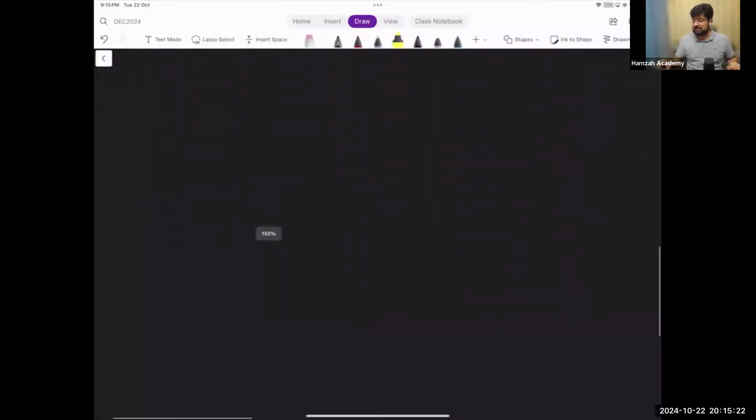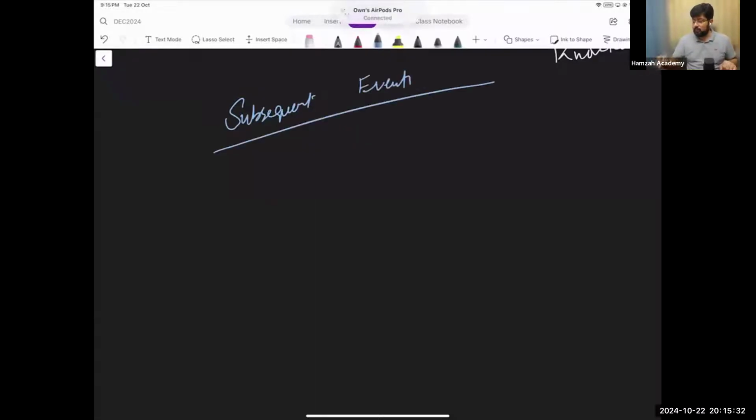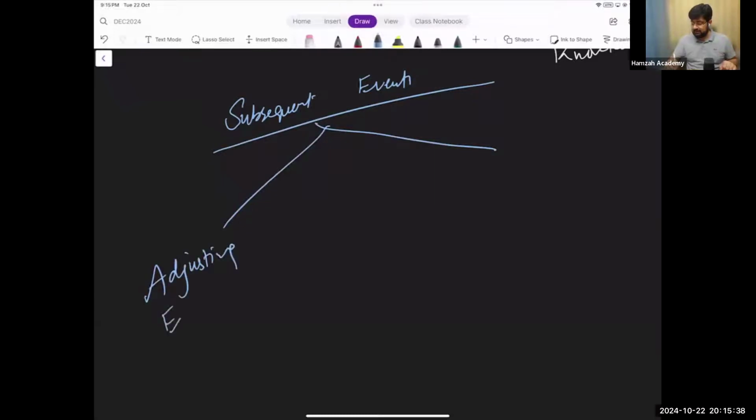Now, students, the next point: subsequent events are of two types. One is called adjusting events. The other is called non-adjusting events.